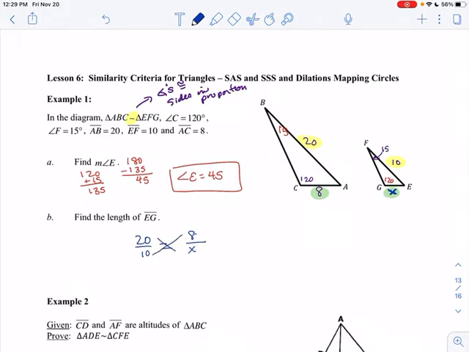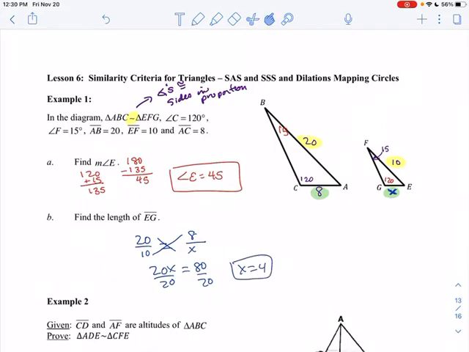How do I solve a proportion? I just cross multiply, and we're going to be doing a lot of this in the next unit. So 20 times X is 20X, 8 times 10 is 80. So to solve a proportion, you cross multiply, and I divide by 20, and X equals 4.